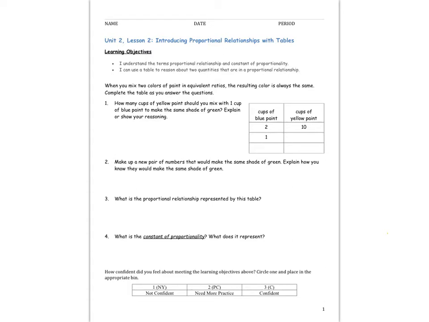So, this question gives you a scenario where when you mix two colors of paints in equivalent ratios, the resulting color is always the same. It wants you to complete the table as you answer the questions. The first question is, how many cups of yellow paint should you mix with 1 cup of blue paint to make the same shade of green? Explain or show your reasoning.